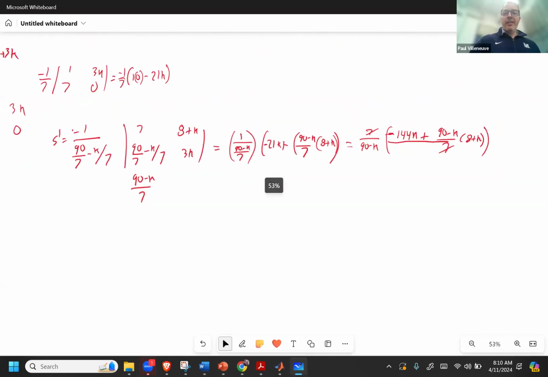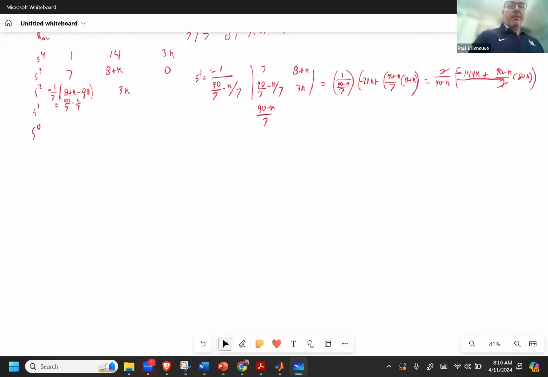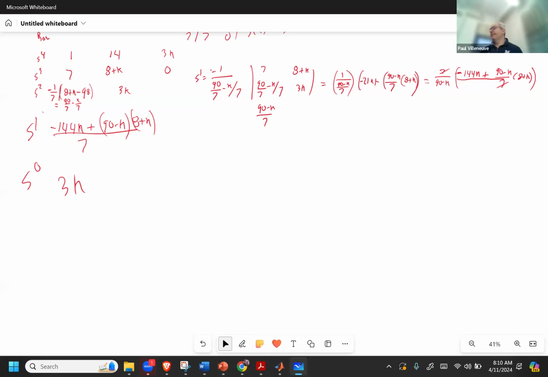So let's zoom out over here. So my S1 term becomes, let me give myself a little room, and so I'll erase these and move this down. So this is going to be equal to minus 144k plus 90 minus k times 8 plus k all over 7. And then my S to the 0 row is just going to be equal to 3k, right? Oh, yeah, over 90 minus k. Yep, sorry about that.